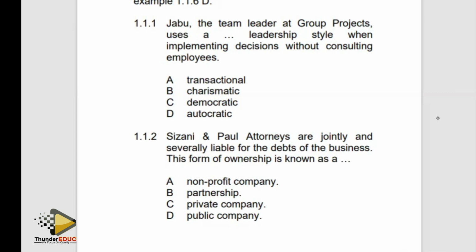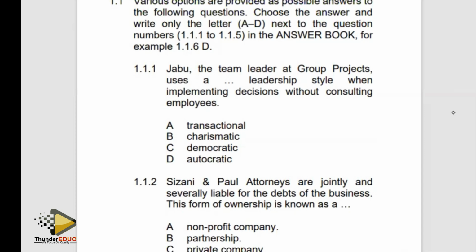Okay, right. So now let's check 1.1. So now it reads as follows: various options are provided as possible answers to the following questions. So now choose the answer and write only a letter A to D. So now this is an example of the options that are given, and you are actually given the variables from A to D. If you check towards the end of the question, you are even given an example on how best you can approach this particular type of questions.